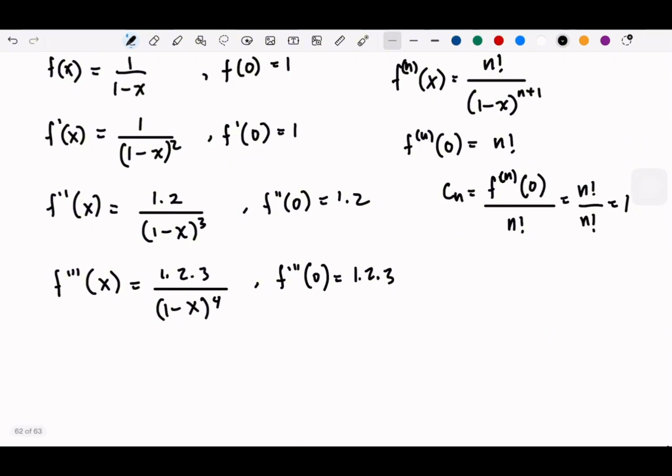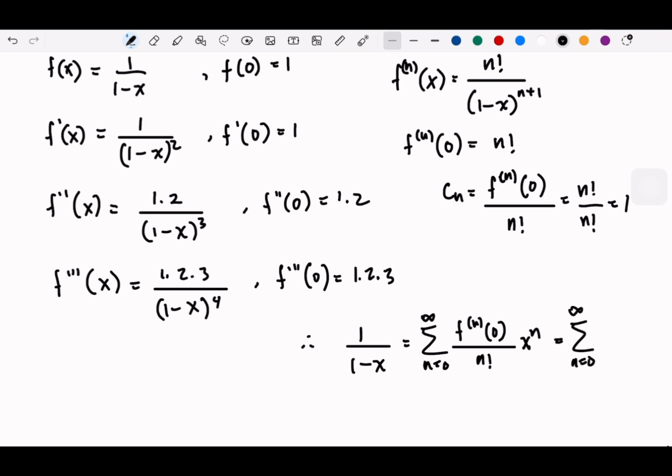So then the final result, as we know, and this is confirmed by the Maclaurin series, this will be the coefficient. And since the coefficient will be equal to 1, this will be just equal, since this is equal to 1. Okay?